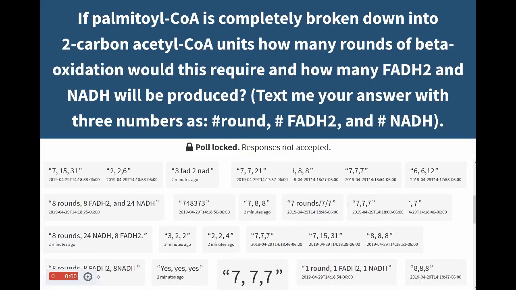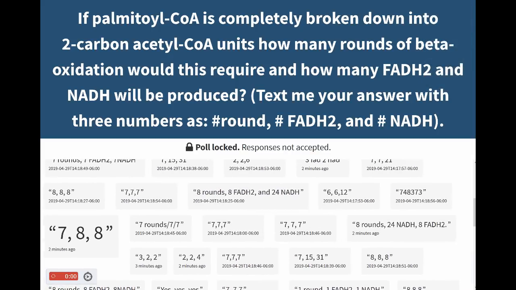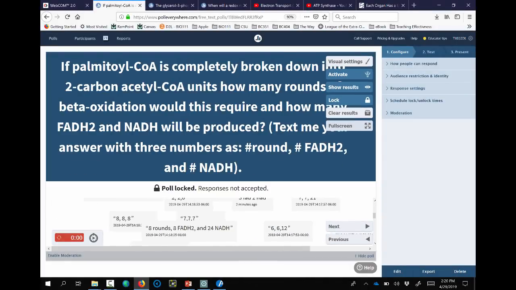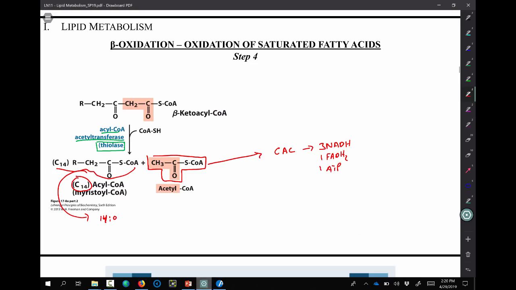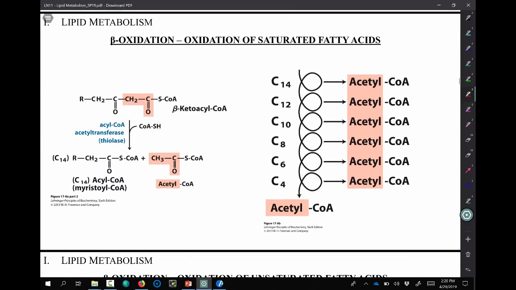All right, so I got answers all over the board. Okay, so I'm going to highlight this one. So 7, 8, 8 will be the correct response for this. Okay, so let me go ahead and show you this. When we look over here, this is a figure that your book uses. I'm going to go ahead and add a little bit something to it.